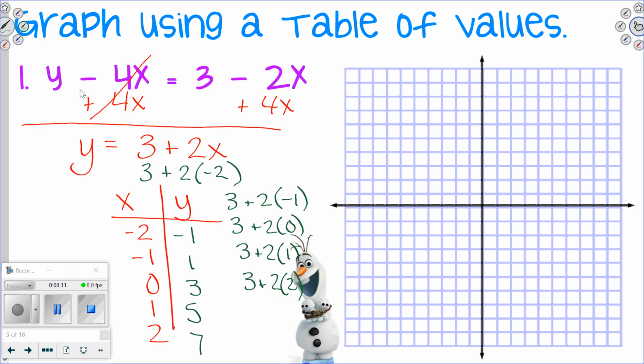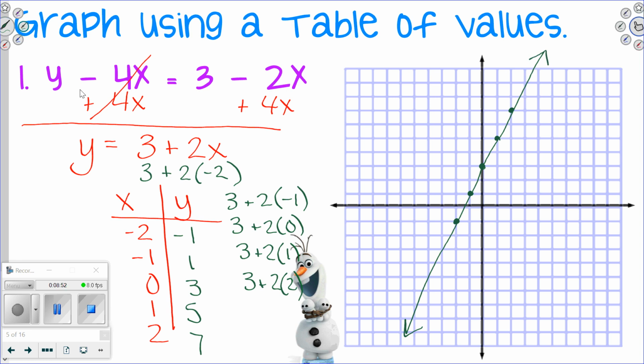All right, so once you have your table, all we have to do is plot these. We just found points. So -2, -1. We're going to go back 2 and down 1. -1, 1. So back 1, up 1. 0, 3. So right on the line, go up 3. 1, 5. And 2, 7. And then we are just going to play connect the dots and connect those.